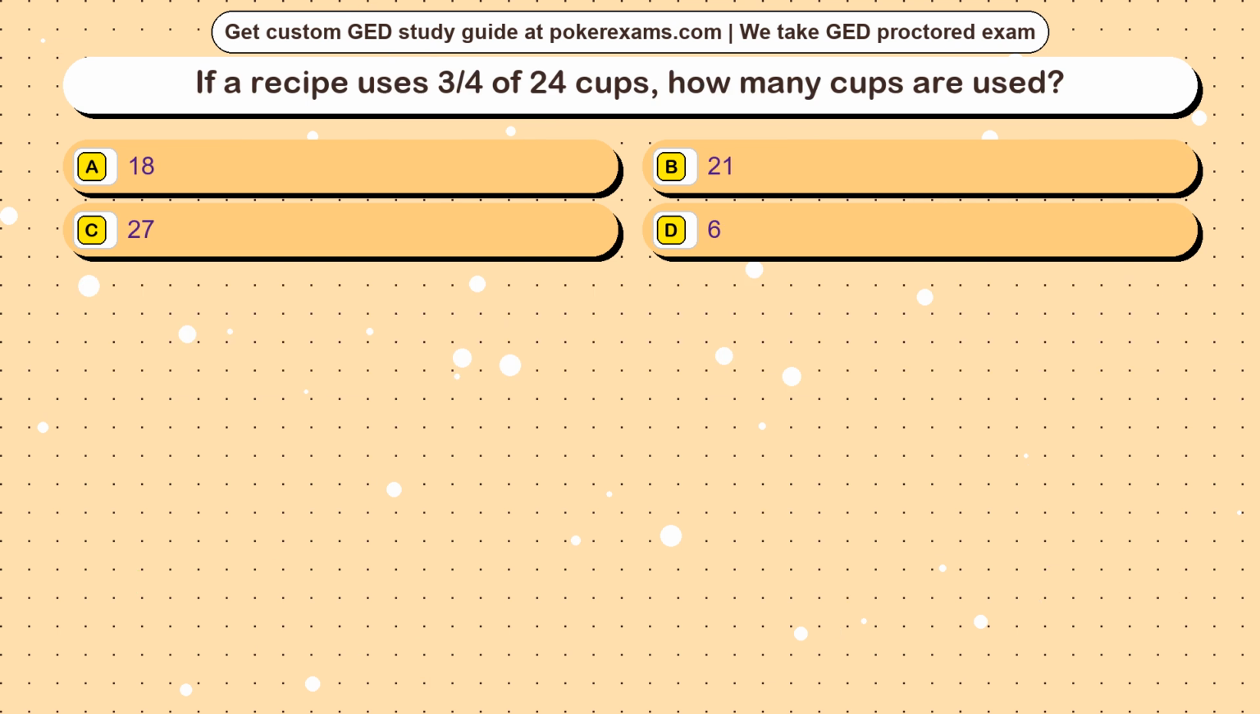Question 25. If a recipe uses 3/4 of 24 cups, how many cups are used? Option A, 18. Option B, 21. Option C, 27. Option D, 6.